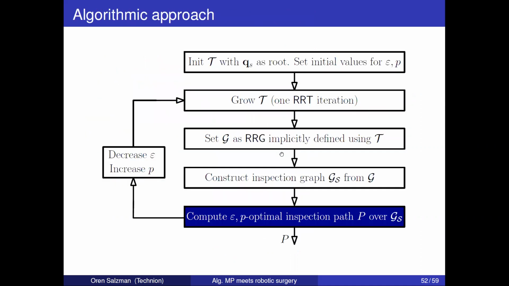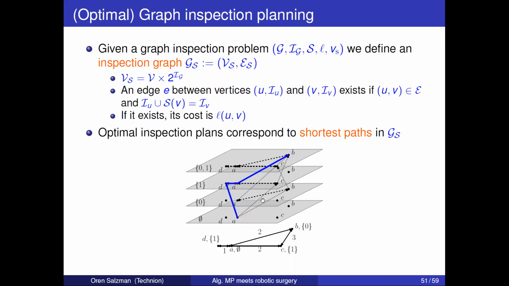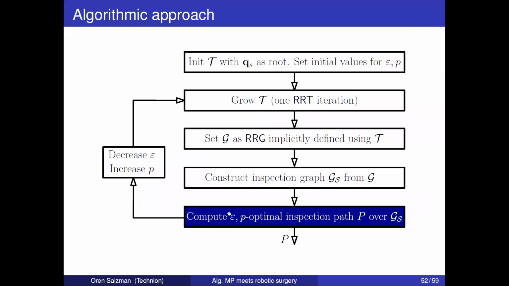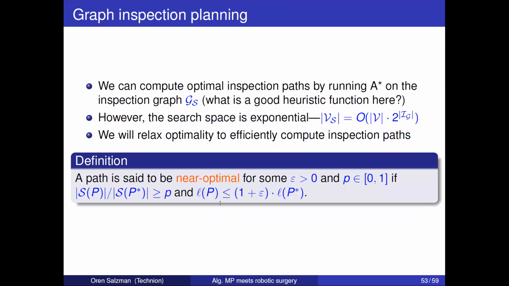The problem is that the size of this graph is exponential in the number of points of interest, because we have this copy of the original graph for each one of the subsets of points of interest. And the way to deal with it is to relax optimality to near optimality. And here a path is said to be near optimal for two approximation factors. Here we need to both relax path length and path coverage.